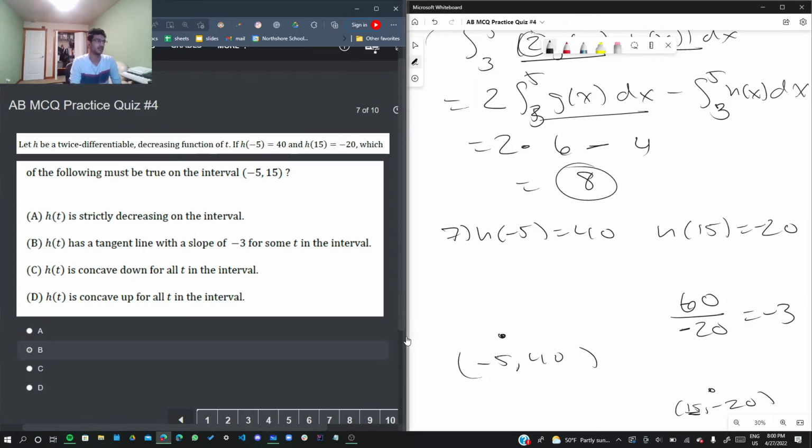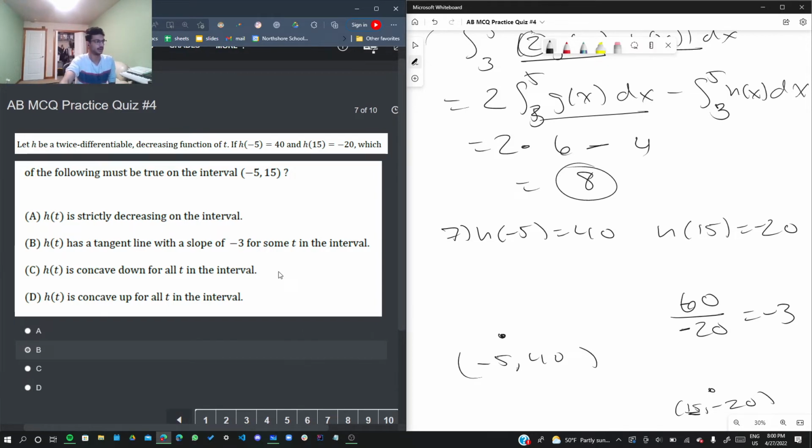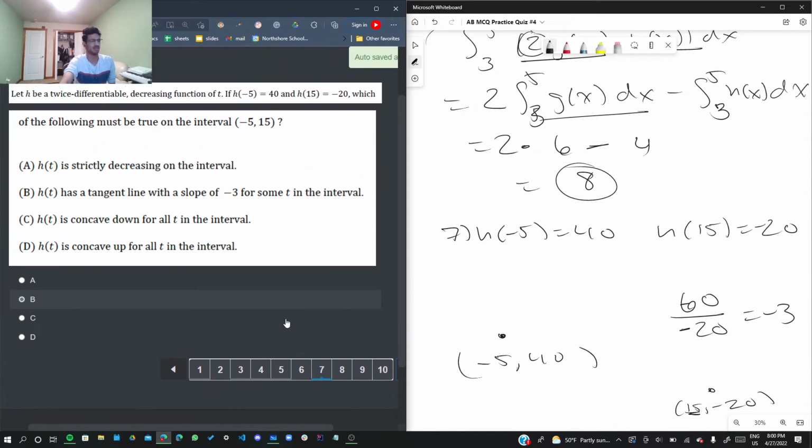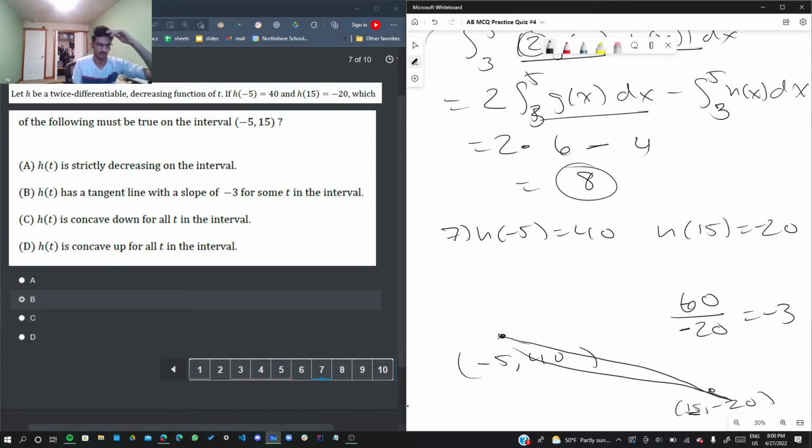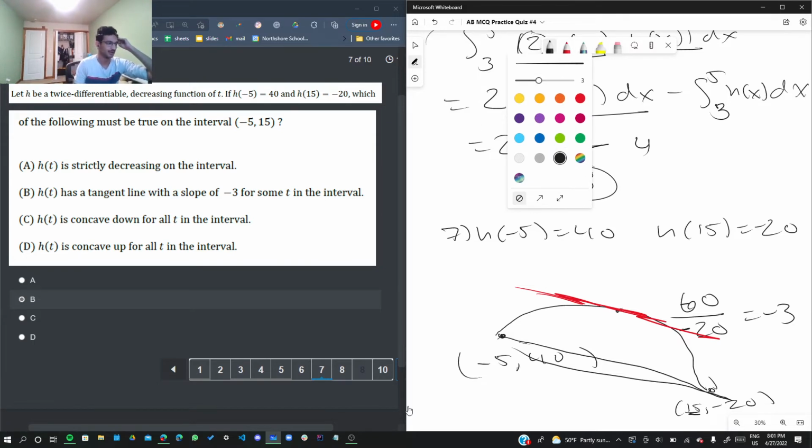h of t has a tangent line of some t on the interval. Okay, I think I can be confident on that. Yeah, has a tangent line, twice differentiable function. Okay, yeah, that's mean value theorem. So it's basically if the slope of the secant line between 2 points is one value, then there's going to be some point on the curve where the slope itself is going to be the same value. That's mean value theorem, and I don't have time to search that, so search that up on your own.